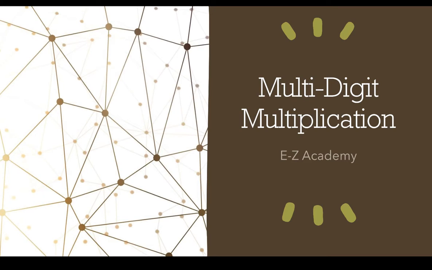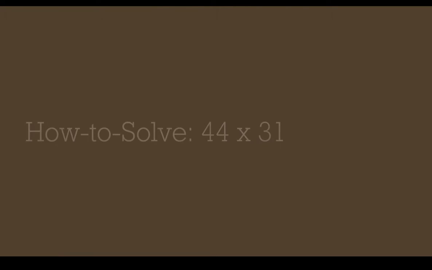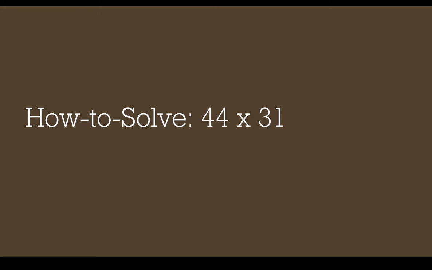Multiplication. So let's learn how to solve. So we have 44 times 31. So let's write this out in an easier way to solve. 44 times 31. There.